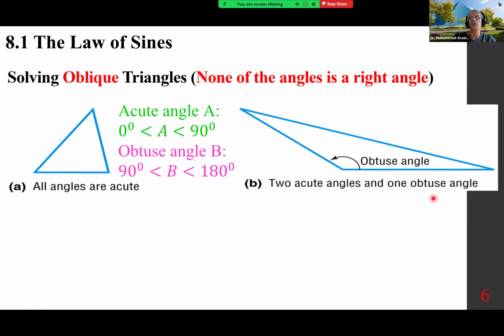So two acute angles and one obtuse. All angles are acute. Acute means A is between 0 and 90 degrees. Obtuse means, in this case, B is between 90 and 180. It's larger than 90 degrees.